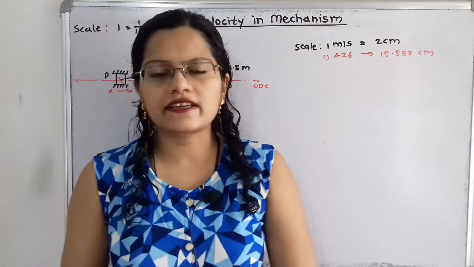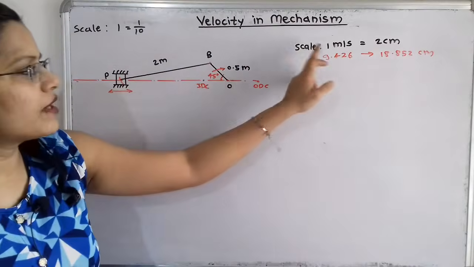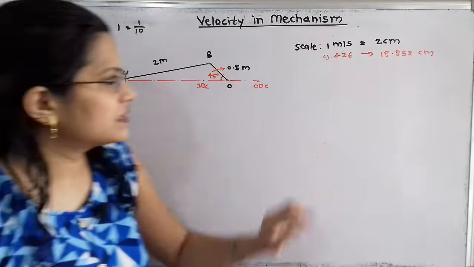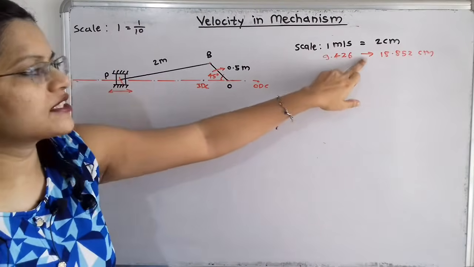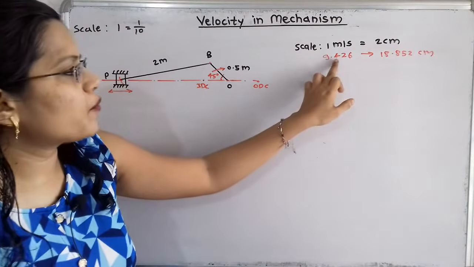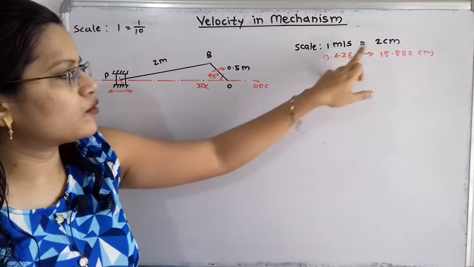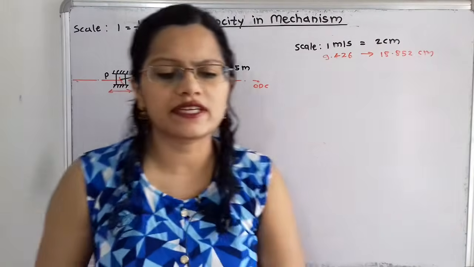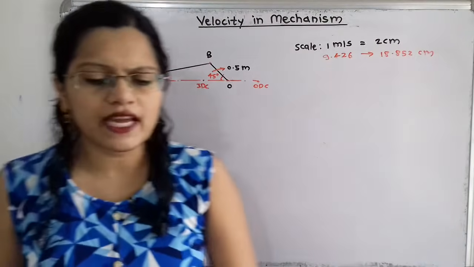For the velocity diagram we will use the scale 1 meter per second is equal to 2 centimeter. So our velocity is 9.426 meter per second. So what is the scale that we have to take? 9.426 multiplied by 2 divided by 1, which is equal to 18.852 centimeter. So this is the scale that we have to take.